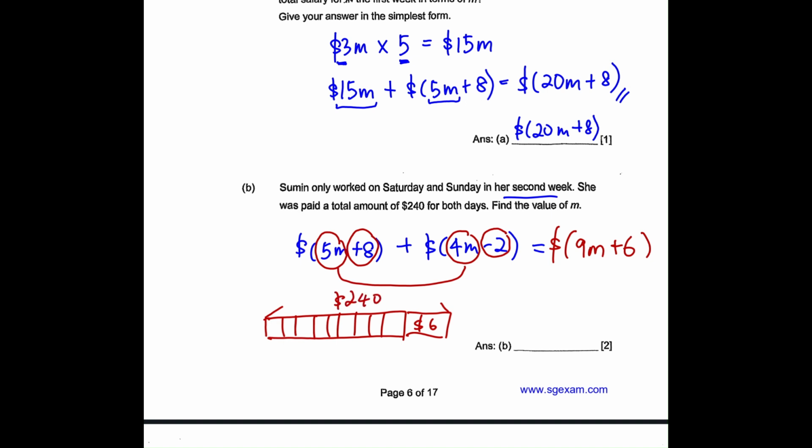So how do we find 1M? How do we find this? What we can do is 240 minus 6. That will be 234. 234 divided by 9, because there are 9 boxes over there. And that equals 26. So M is 26. So we do not need to put a unit for this question.